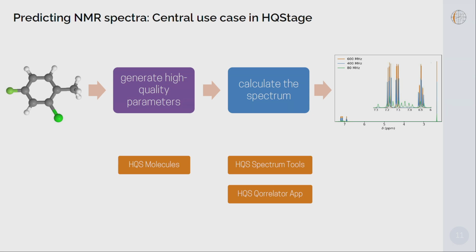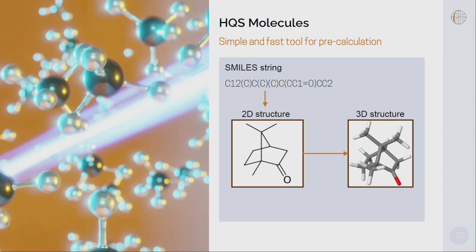Now the NMR use case, as I said, we have basically everything in our offering. You start with a molecule that you want to simulate, then there's a module which helps you to get from first principles the parameters that you need, and also calculating the spectrum either on the quantum computer or your classical device to get a reference spectrum for a certain molecule.